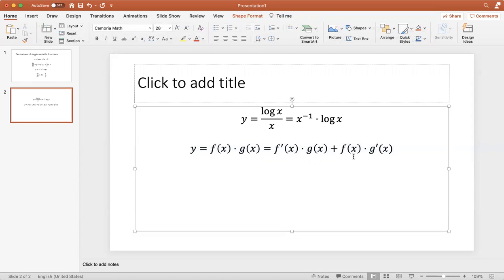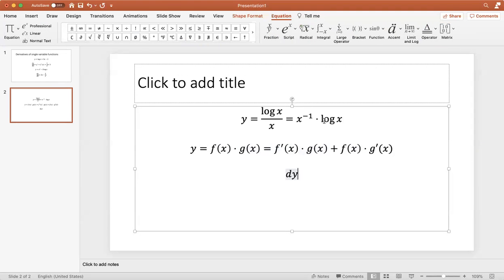So using this rule, it implies that we'll get the derivative of x raised to -1 first, times log of x, plus f of x, which is x raised to -1, times the derivative of log of x. So dy over dx in this case would be negative x raised to -2, by the power rule, times log of x, plus x raised to -1 times 1 over x. All right.